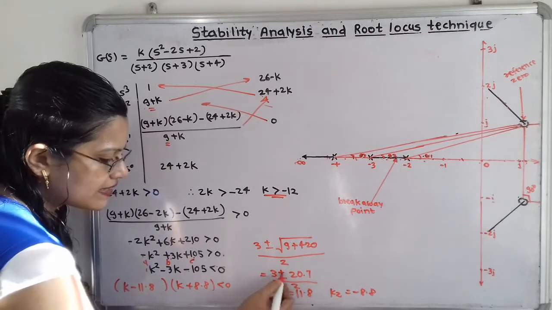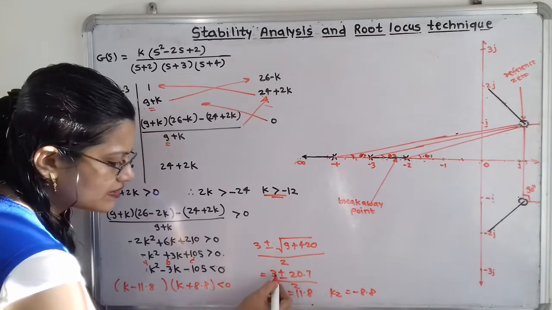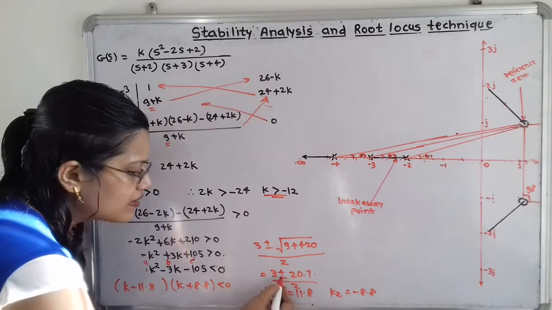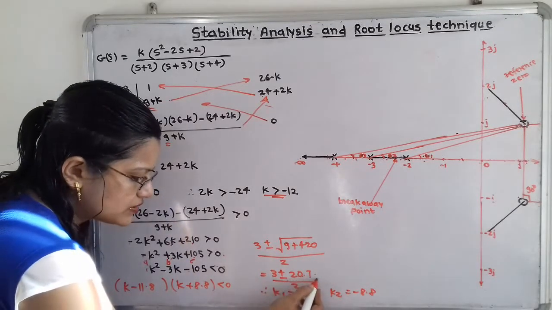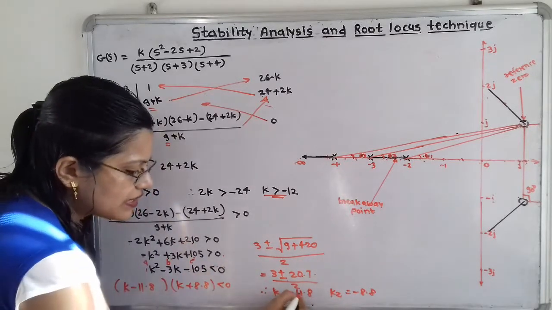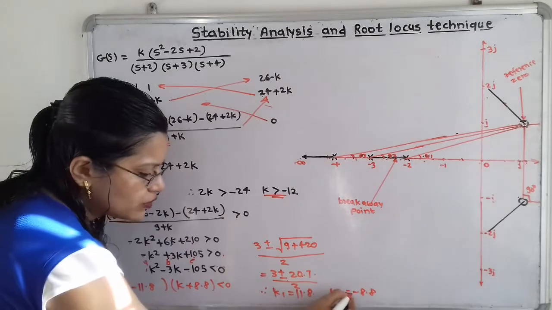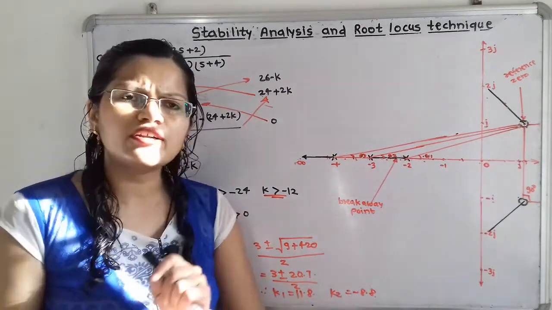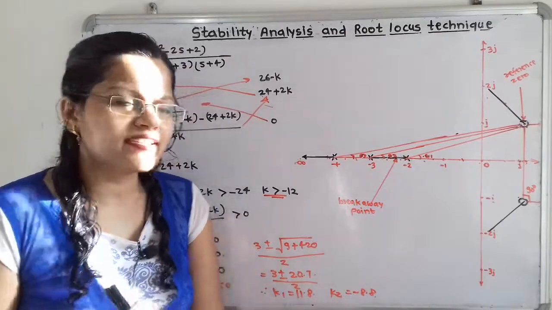So if I simplify this, that is (3 + 20.7)/2 and (3 − 20.7)/2. So what is the answer? That is k1 is equal to 11.8 and k2 is equal to −8.8. So these are the two roots. So how to write the equation?